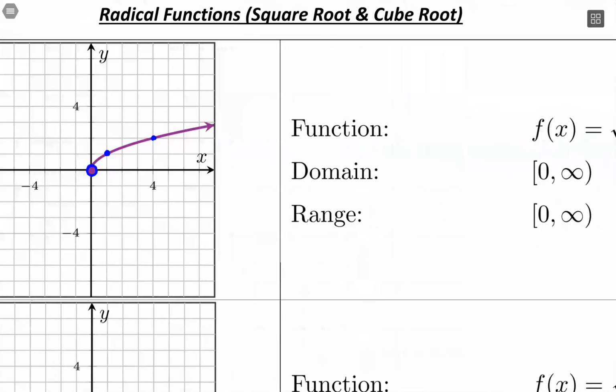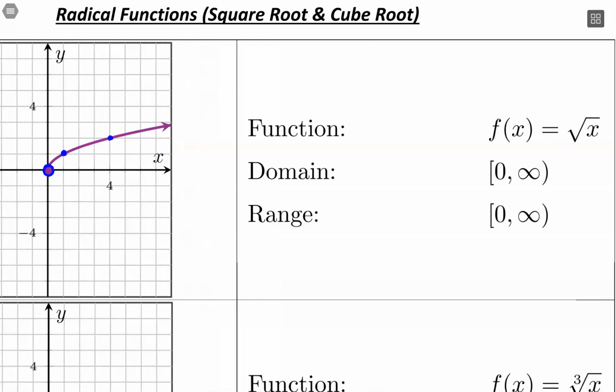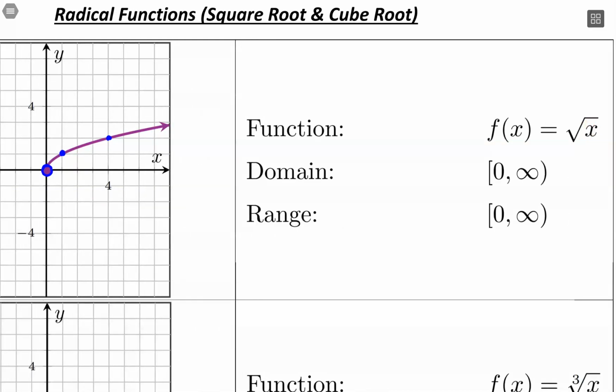So our domain's going to be limited with these because of the square root, so it won't be defined everywhere, and same thing with the range. So how you can visualize it is it's half of a parabola on its side, so it does have the shape of a parabola. We just only have a piece of it because we can't plug in negative numbers.